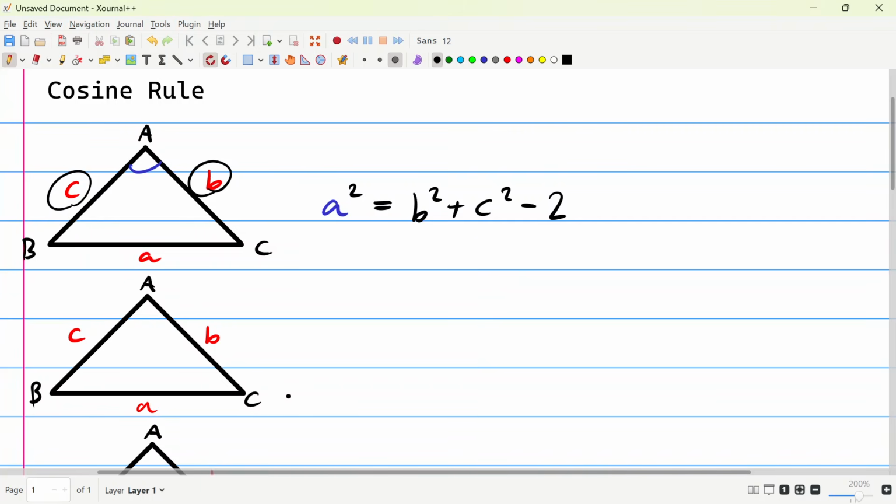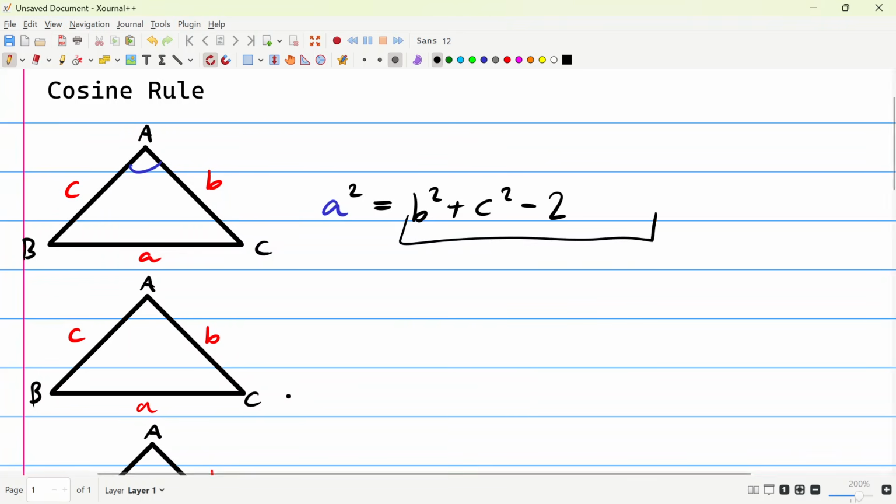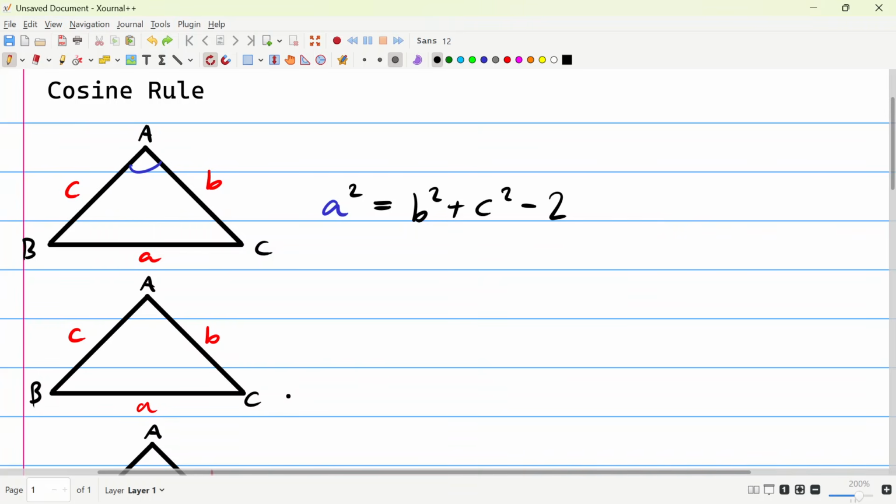If the two sides are between the angle that you are going to use the cosine rule on, then those two sides will be on the right-hand side of the equation. And the side that is opposite A will always be on the other side of the equation. We'll see the other triangles and it'll be easy to remember. So it'll be 2 multiplied by B multiplied by C. Notice we still have B and C over here. And then we multiply by cosine, because it's the cosine rule, of angle A.